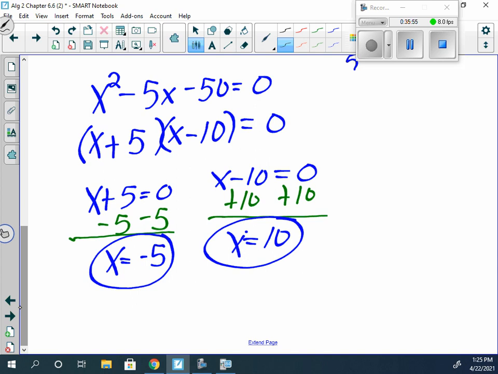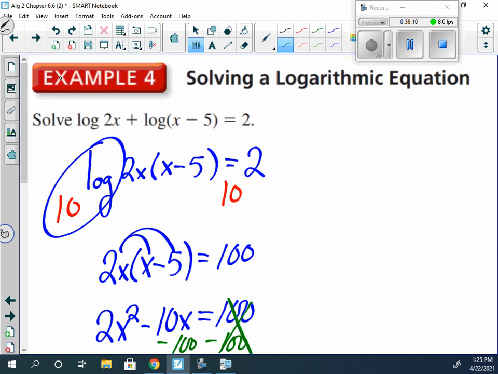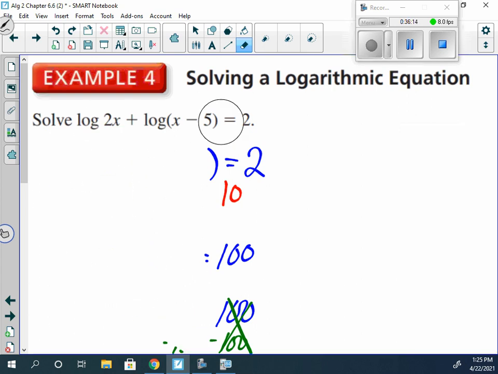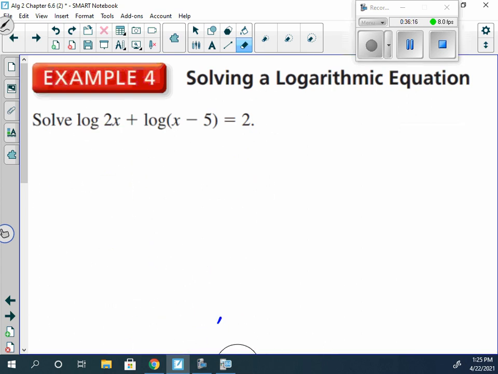One of these two solutions won't work. Because I talked about this yesterday. What did we say we cannot have inside of a logarithm? A negative. Now, just because x is equal to -5 doesn't mean it won't work. It won't work here, but it's not always going to be the case. Just because x is negative doesn't mean it's not going to work. What we have to do is plug it back in to check it.